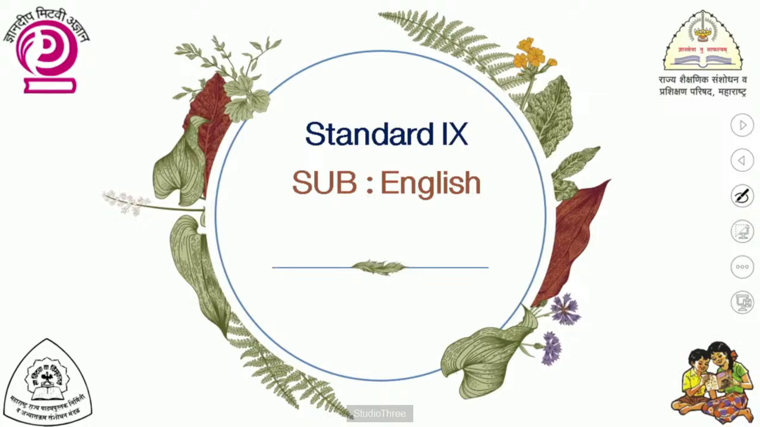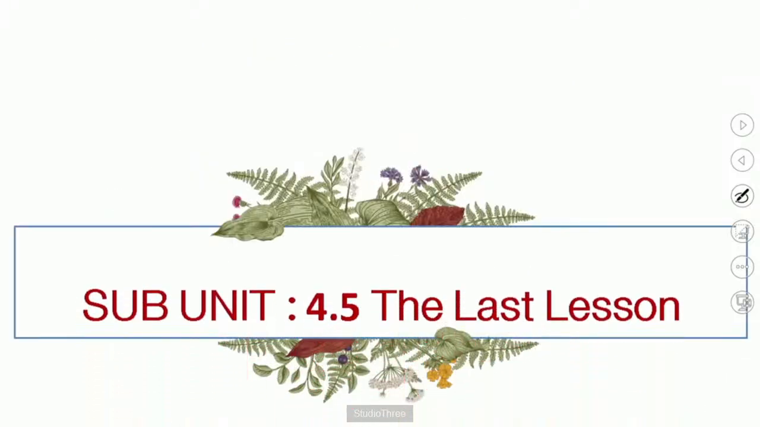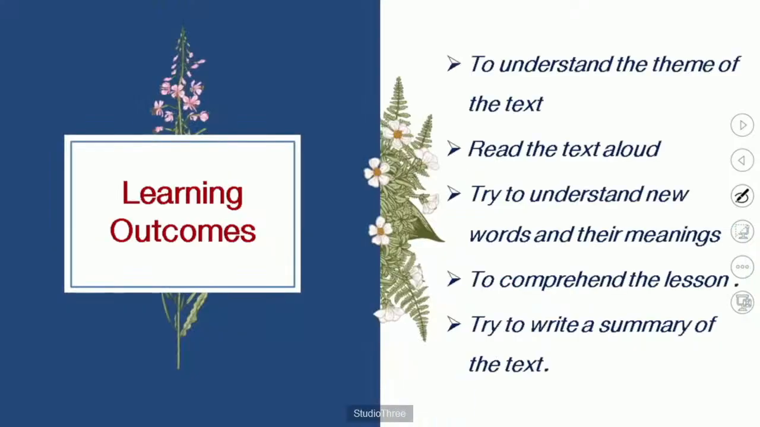So here is standard 9th subject English, and we are going to learn. There are 4 units in our textbook of 9th standard, and the last unit, last point, is 4.5. The title of the text, or the lesson, is The Last Lesson, Unit number 4. In this lesson, what are the learning outcomes we are going to introduce?